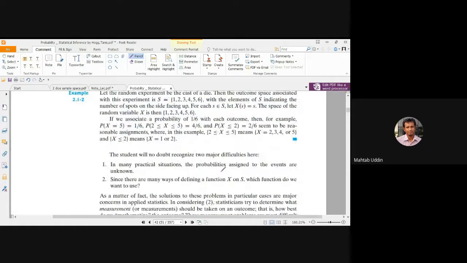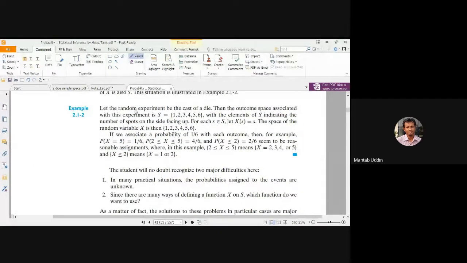Now, there's an example. Look at this. Let the random experiment be the cast of a die. Then the outcome space is associated with the sample space. Because we know in a dice throw, we have 6 outcomes. Also, I think you know what is the probability of each of them? 1 by 6, right? 1 by 6.